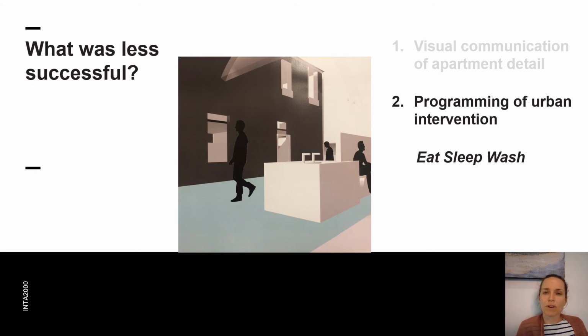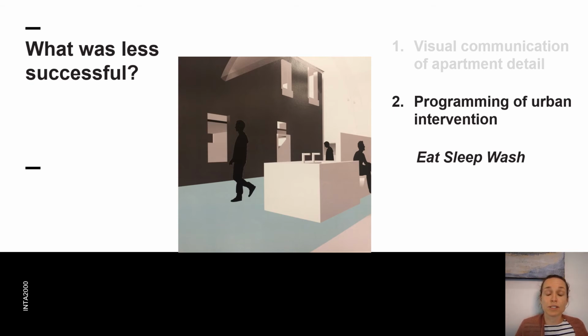The second component that we found was less successful in assessment 3 was your programming of the urban intervention. And by that I mean the function of the urban intervention. So what the brief asks is that the urban intervention is for either eating, and it's for you to interpret what eating might mean. That can be physically eating, might be preparing food, it might be storing food, sleeping, or washing.